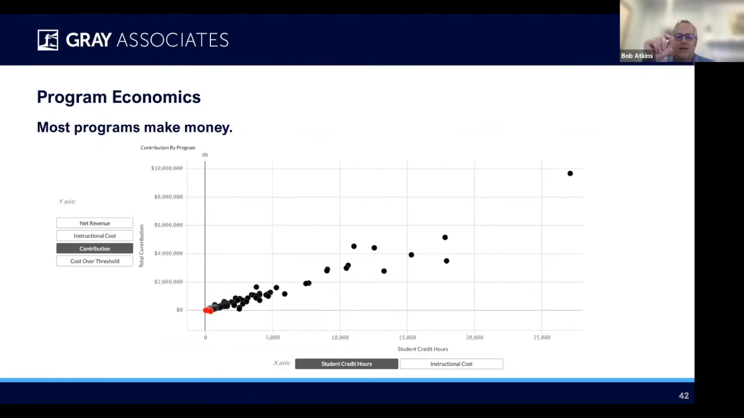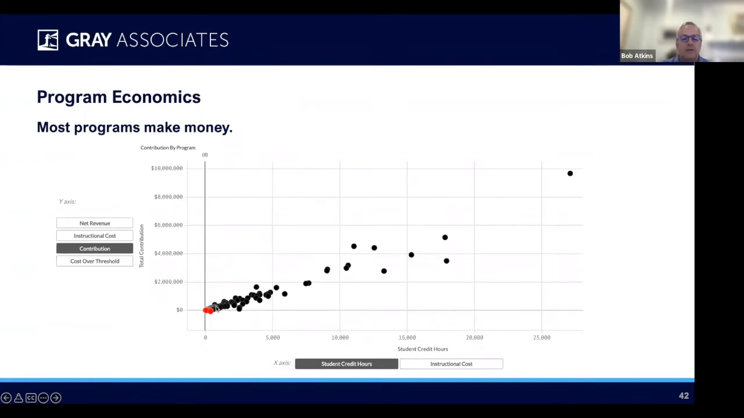Now, when you're done with that analysis, there is a surprise. You've heard probably your president, the board members say, we've got to get rid of these small programs, they lose money. State legislatures do this, and some states even have rules that you can only continue a program that has more than a certain number of graduates. Unfortunately, that has very little to do with reality in terms of what makes money and what does not.